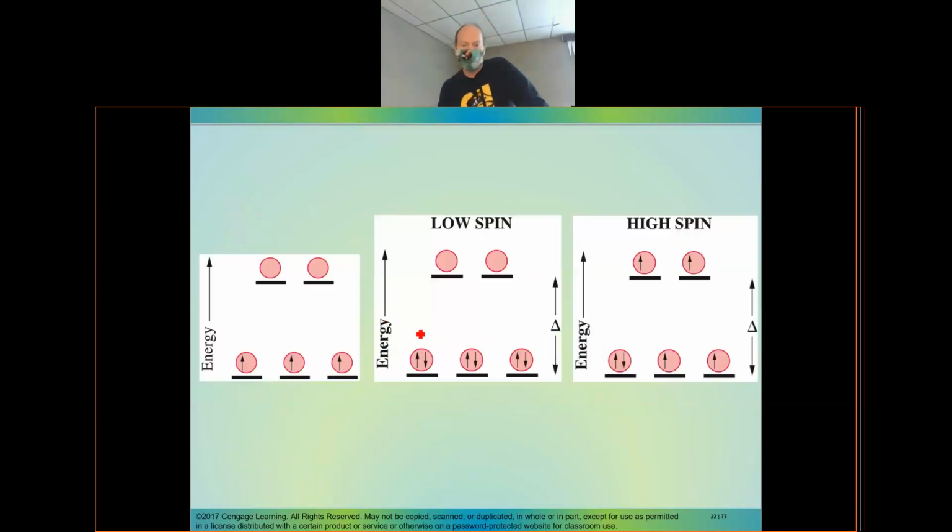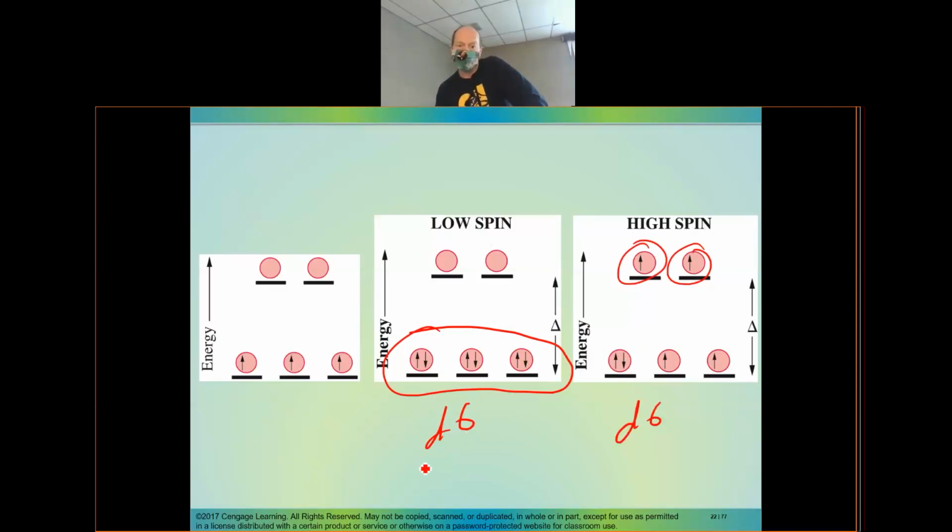All right, so again, let's say we have a D6. Low spin, all 6 electrons down here. For a high spin, you go 1, 2, 3, then the 4th one goes here, and then the 5th one goes here. Then you come back down and pair up. So this is a D6 low spin, and this is diamagnetic. All electrons are paired. This is a high spin D6, which is, of course, paramagnetic, and you have 4 unpaired electrons.